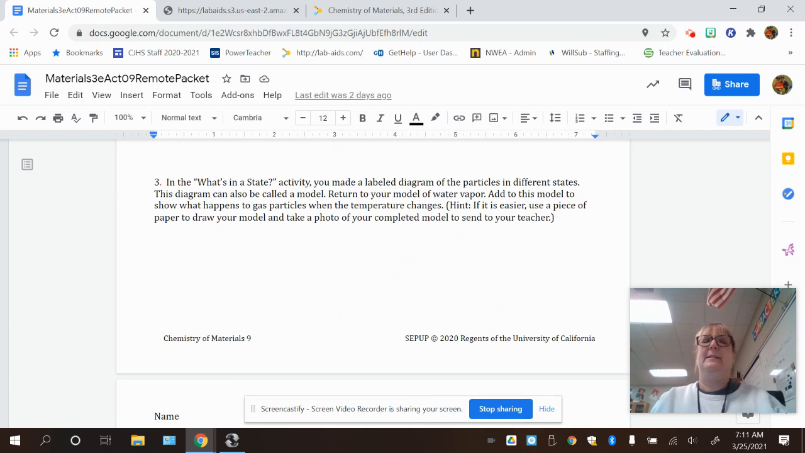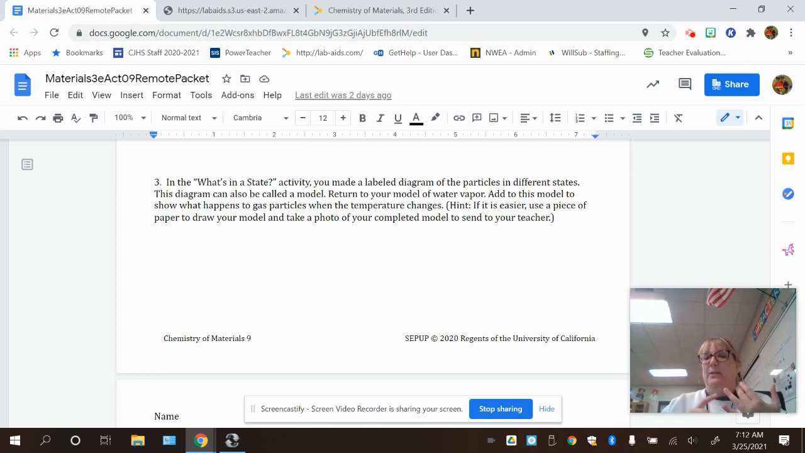And last but not least is number 3. In number 3, you are to draw a labeled diagram. Now, it's a model. A model can also be a diagram, right? So there's going to be 3 parts to this.